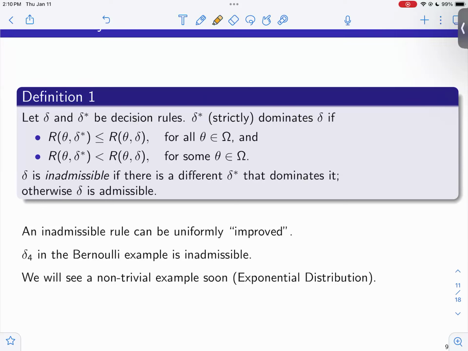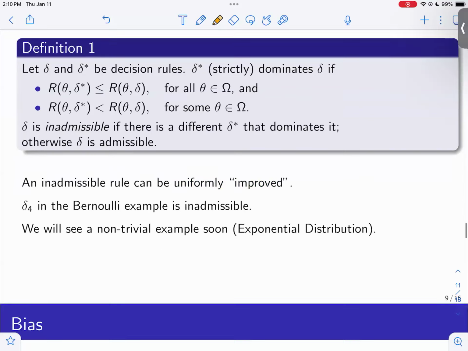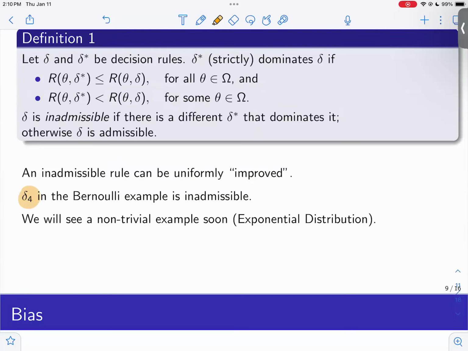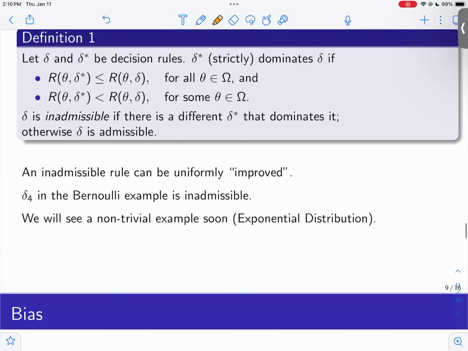In other words, an inadmissible rule can be uniformly improved. Uniformly means for all values of theta, either improved or at least as good as some other rule. In the Bernoulli example, you saw an example: delta four was inadmissible. We'll see another one, which is not trivial, shortly. But that's the definition of inadmissibility, okay? Any questions?